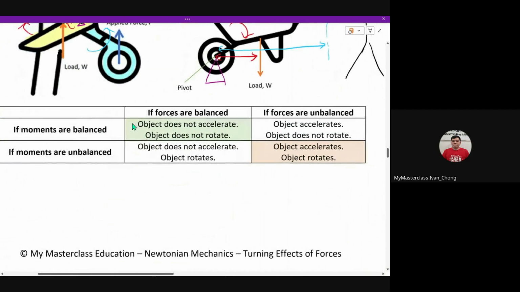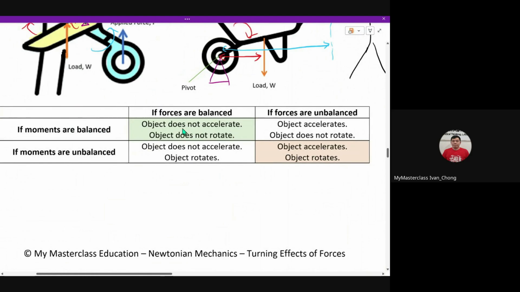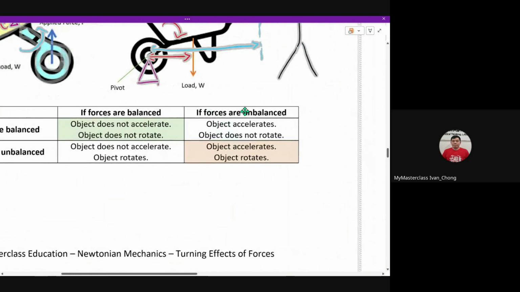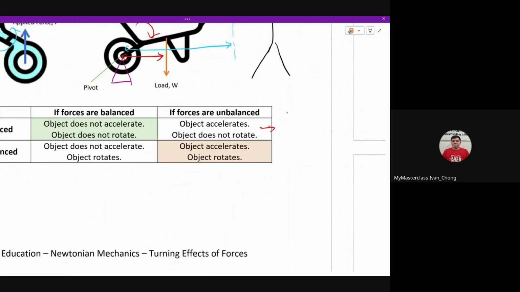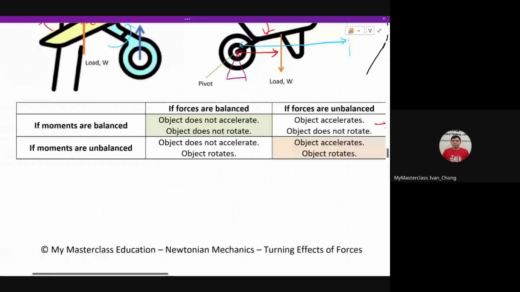So over here, if forces are balanced and moments are balanced, this one is equilibrium. That's why it's in green. Now, if your forces are unbalanced, this is actually your resultant force. It's M times A. So because of this, you move in a certain direction. Now, this one over here basically means that your resultant moment is not zero. You will either have clockwise greater than anti-clockwise or anti-clockwise greater than clockwise. Okay, so in the end, you rotate in a certain direction.